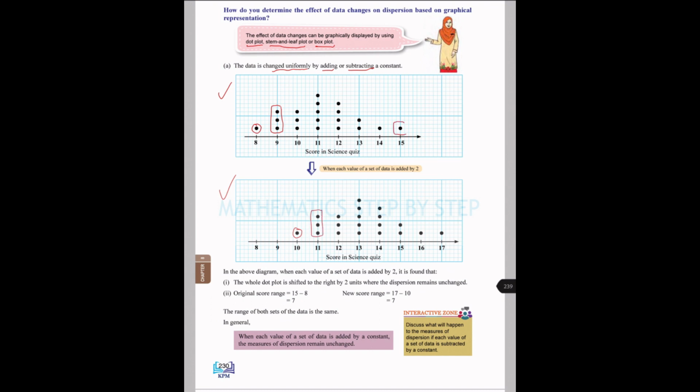Then here the maximum value, we can see that now is added by 2, becomes 17, okay? So you guys will check all these and you will find out everything is plus 2 now in this case, okay? So we can see that each data is added by 2. So it is found that the whole dot plot is shifted to the right by 2 units, where the dispersion remains unchanged. You see the original score range is 15 minus 8, which is 7. Then now the range is 17 minus 10, also 7, okay? So the range remains the same. And also for the other measure of dispersion will remain unchanged, okay?